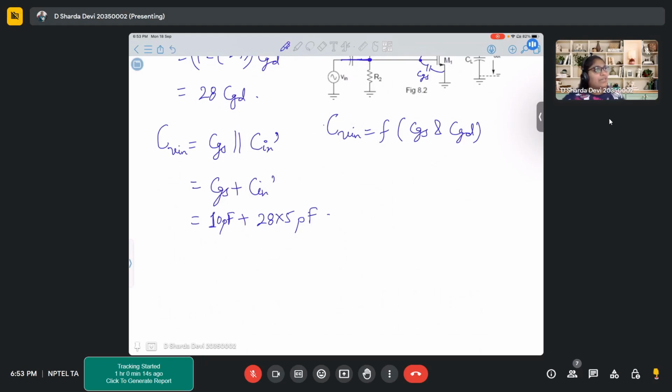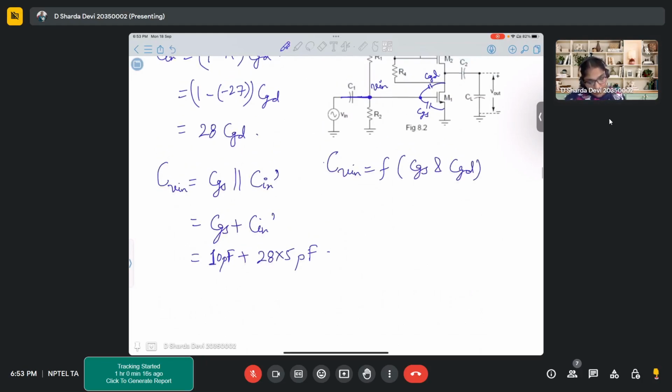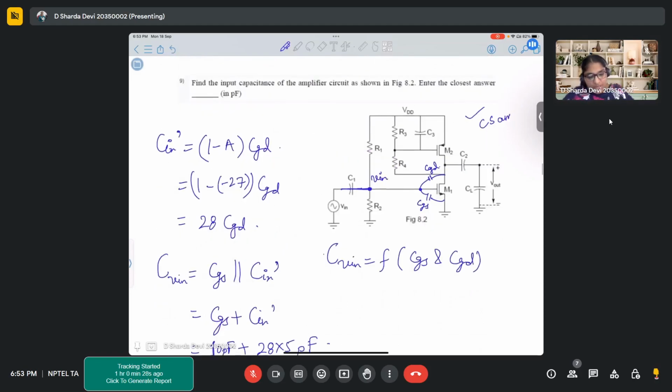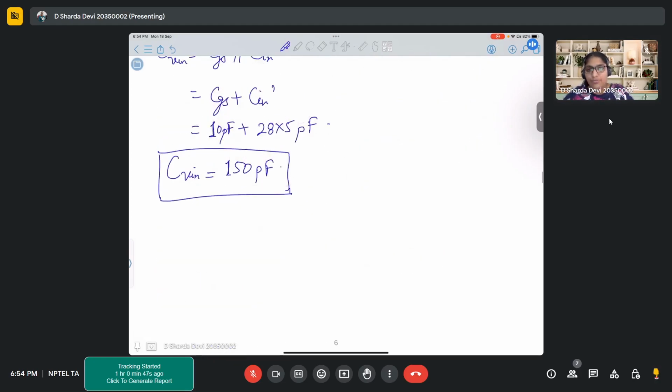Yeah, this is what we are getting. 150, ma'am. CVM is 150 picofarad, correct? So here it is like 1 minus A or 1 plus A. It just depends on, okay, if you are considering the sign already while calculating your Miller analysis, then you don't have to reconsider the sign again. So yes, it is 150 picofarad.